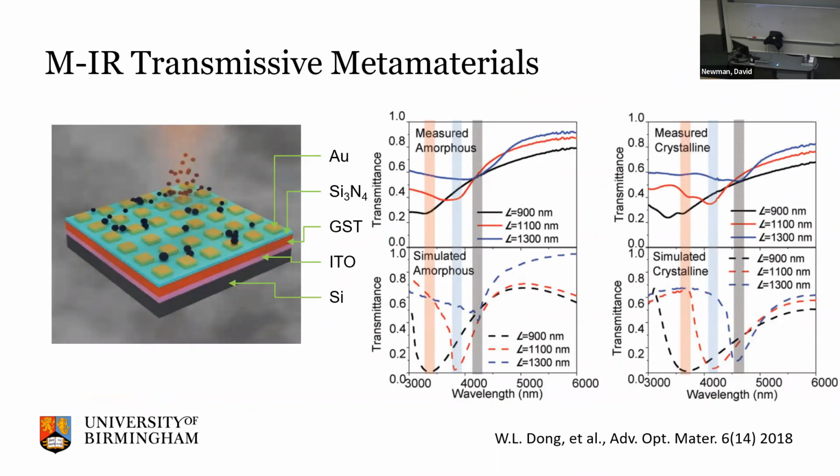In this case, we didn't use titanium nitride, we used gold, and we had to put a diffusion barrier, silicon nitride, between the gold and the GST to stop strange things happening. But our aim here was to create a transparent metamaterial, a plasmonic metamaterial in the infrared. But it didn't work great.